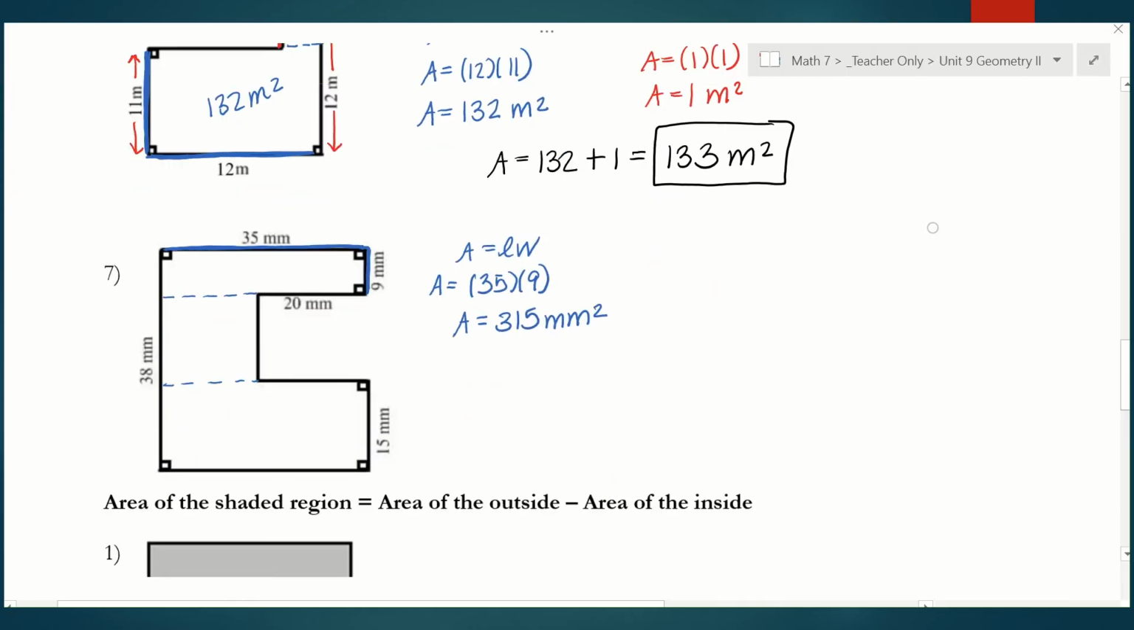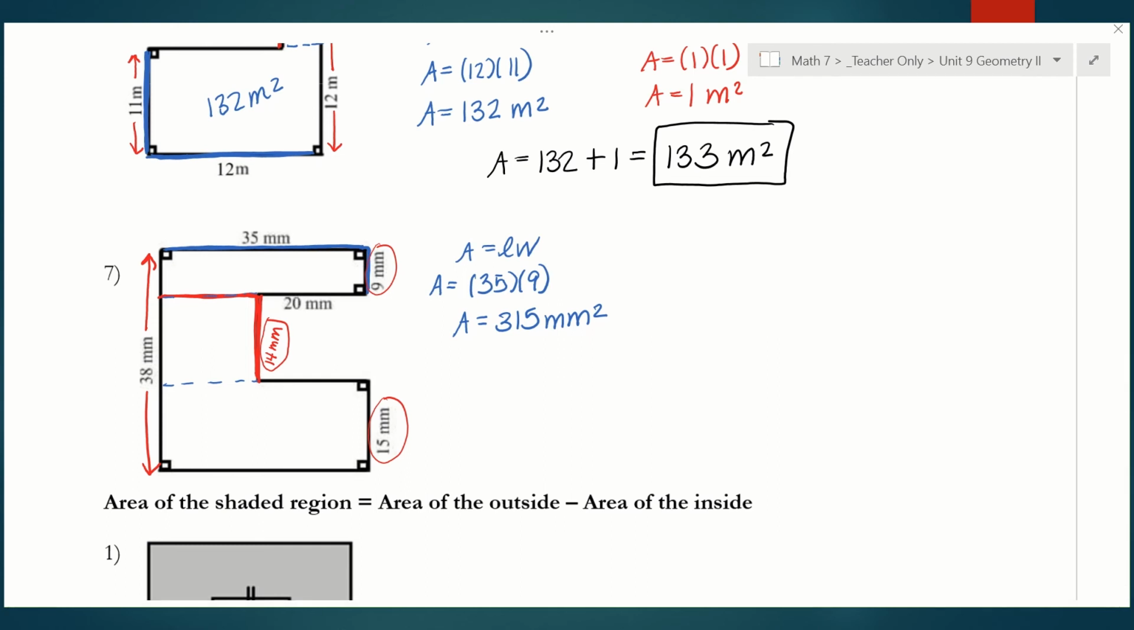Then I'm going to look at that middle rectangle. So this would be my length, and this would be my width. Now, I don't know either of these, so let's figure this out. We know 38 is the entire length, and I know there's a 9 and a 15, and so I have to figure out what's the missing side here. 9 plus 15 plus what gives me 38? Well, 9 plus 15 is 24, and 24 plus 14 would give me 38. So I know that that has to be 14 millimeters.